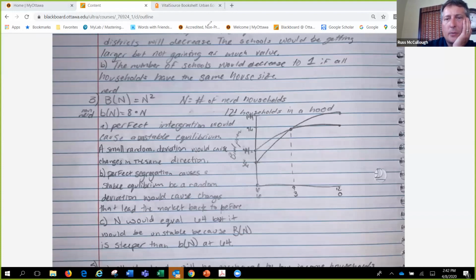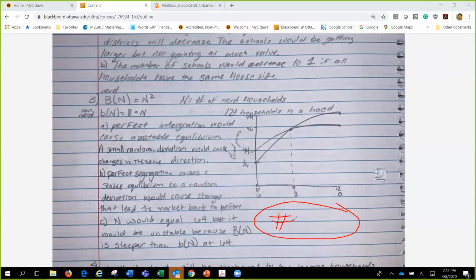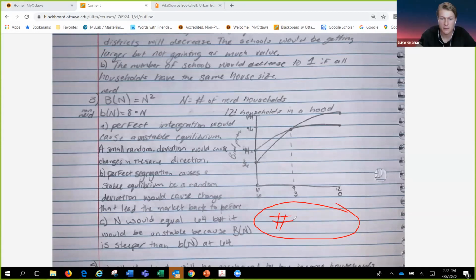Okay, so let's look at your horizontal axis here. What are you measuring? Yeah, I was measuring the number of households. Okay, number of what households? The first point in the far left, that's 6-6. That was the perfect integration. And then the middle point, that's the mixed equilibrium.